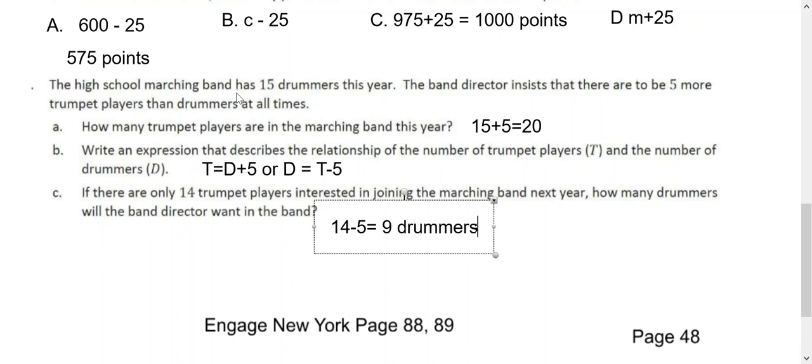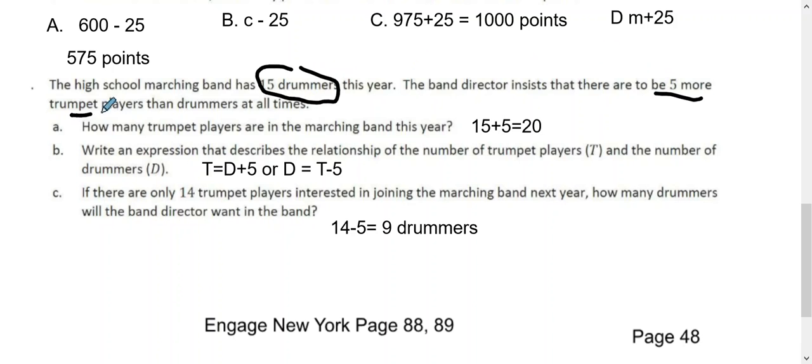Okay, so for this one, the important things are there are 15 drummers this year, and there has to be 5 more trumpet players. So how many trumpet players need to be? Well, it's 15 plus 5 is 20. And then your equation is going to be T equals trumpet players equals drummers plus 5, or drummers equals trumpets minus 5. And then if there's 14, you do 14 minus 5, and you get 9. Okay, so now we'll go on to the next page, and we'll continue on.